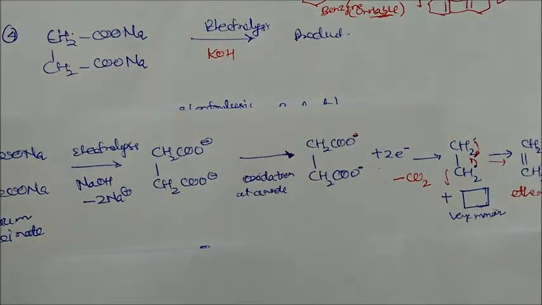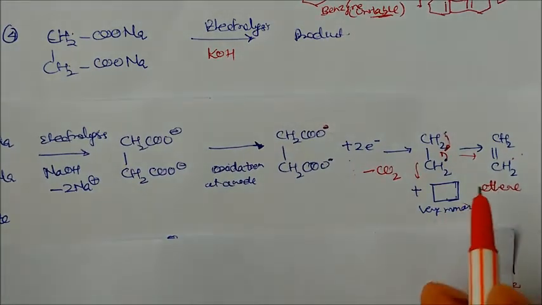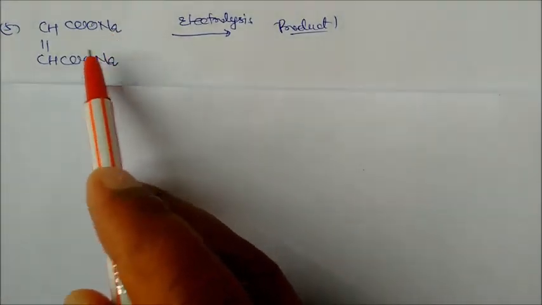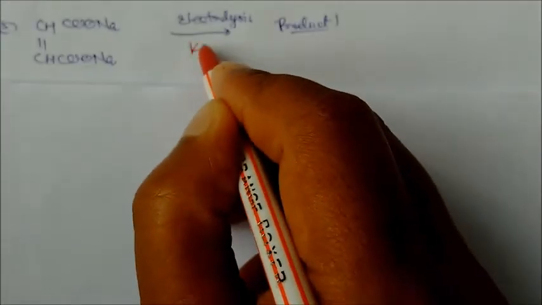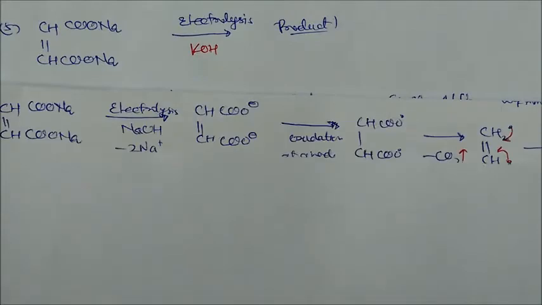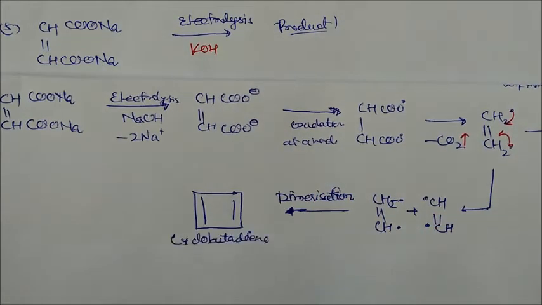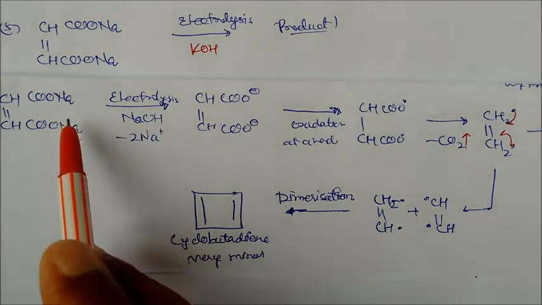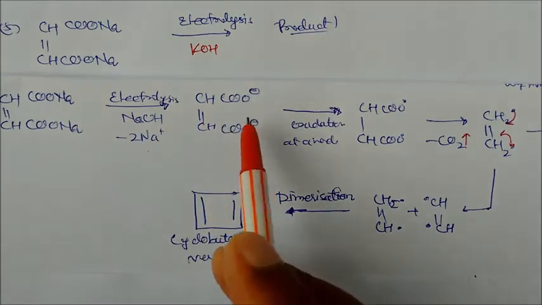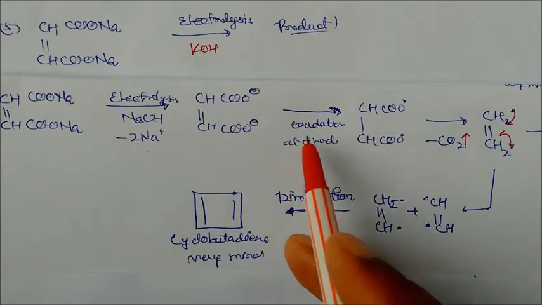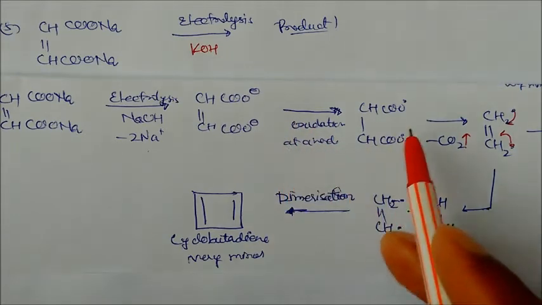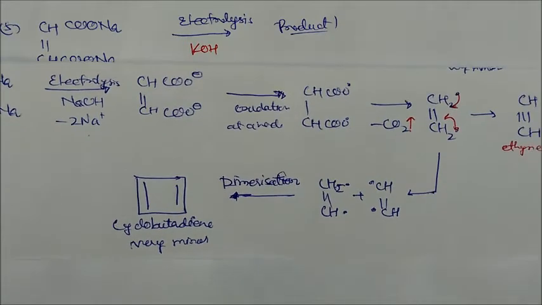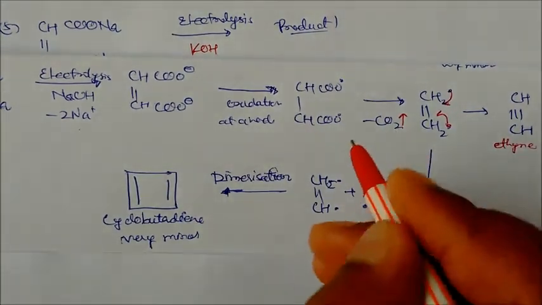So we can see properly. See here, major, minor. So we can see there are 2 compounds under electrolysis in the presence of a strong base. So what will happen? See this product. This is the process. Under electrolysis, 2 sodium ions are released. This will convert into an anion, and this anion will be attracted towards the anode. So oxidation will occur. It will convert into a free radical. Then these free radicals are unstable, so immediately this will convert into carbon dioxide, 2 molecules of carbon dioxide.